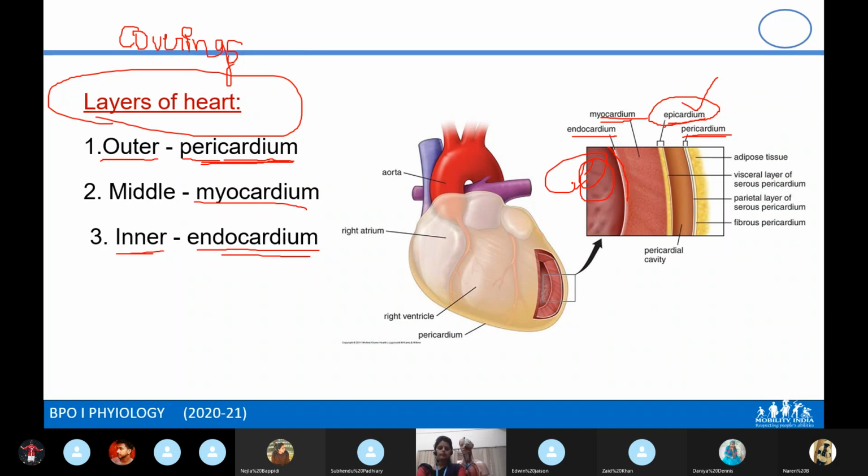So, heart coverings are three layers. Outermost is called pericardium. Middle is called myocardium. Innermost is called endo, inside. That covering is called endocardium.